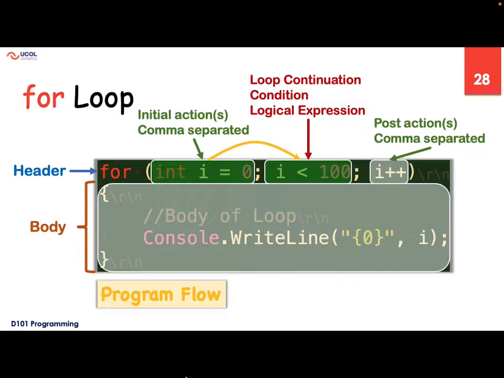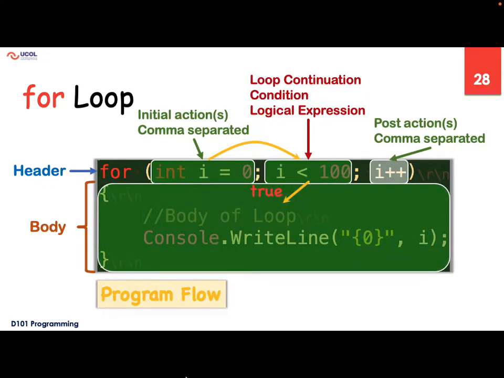So we come into that for loop, we execute the initial action, and it could be multiple actions separated by comma, and I will show you shortly. Initial action only one time. Then we check the condition. If the condition is true, we execute the body, whatever that body is, one statement or two or five or 1,000 statements, doesn't matter. If it is only one statement, we don't need to put brackets, but if there are multiple statements, then of course we need to put the brackets.